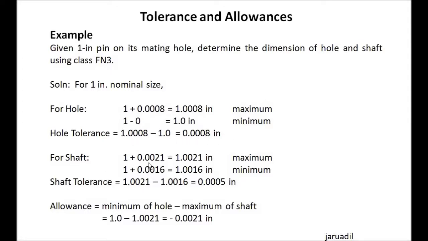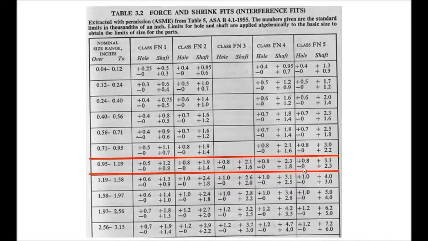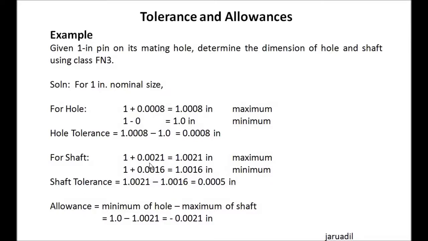For shaft naman, meron tayong 0.0021 and 0.0016. So, kung makikita natin uli dun sa graph, nandito siya. 2.1 divided by 1,000, 0.0021. 1.6 divided by 1,000, that is 0.0016. Kaya ang nandito sa atin ay ito na, 0.0021 and 0.0016. So, pag inadd mo siya sa 1, magiging siyang 1.0021 and so on. The shaft tolerance is 0.005.